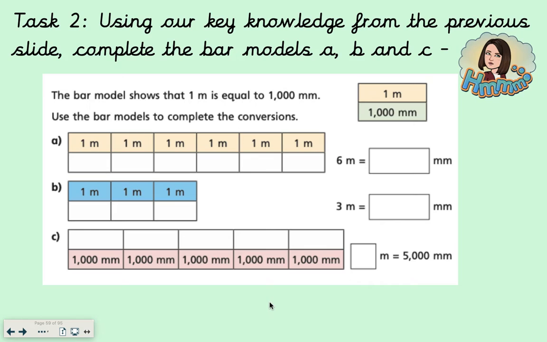Task 2 then. We've had a look at bar models before, we've had a look at them at the beginning of this week as well, so we have a key to follow, and I'd like you to have a go at A, B and C. You could draw the bar models if that helps you.